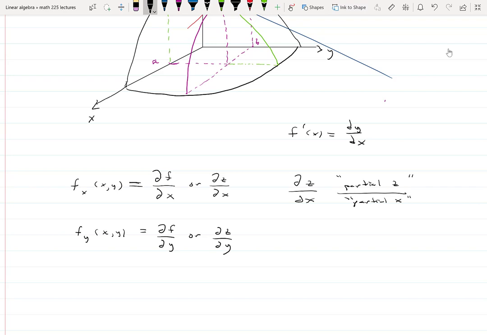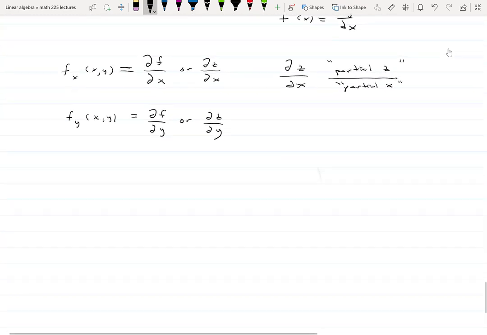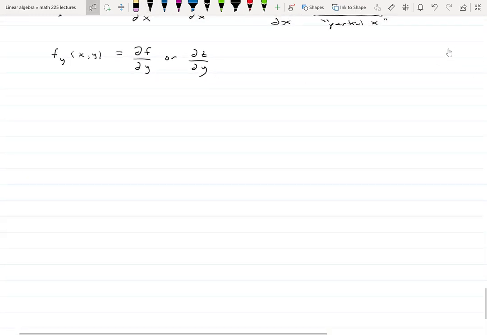In this course, I don't emphasize the limit definition of the partial derivative very much at all. There are going to be a couple of places in the course where you need to refer to them, but for the most part, we're going to use nice formulas. So let's develop formulas for finding partial derivatives. Okay. So we go back to Calc 1 first.